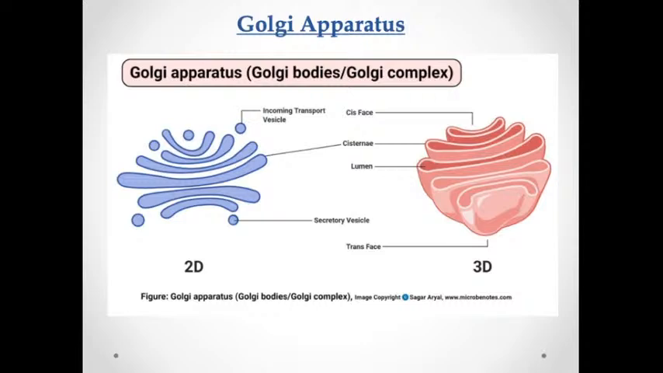So Golgi apparatus, Golgi bodies now comes. Here the incoming transport vesicles are coming up. There is a cis face and a trans face. The one with the bulging side is the cis face, and the one with the non-bulging side is the trans face. And these are secretory vesicles, lumen, cisternae. Here also cisternae, lumen. This is cisternae, with space in between.